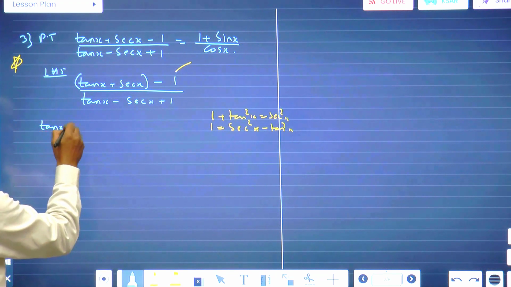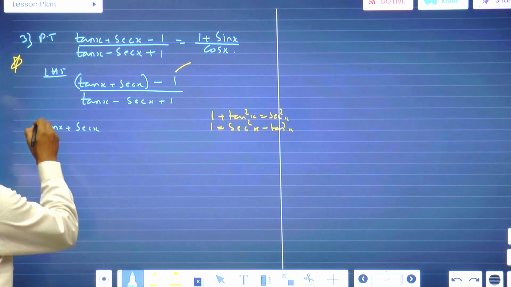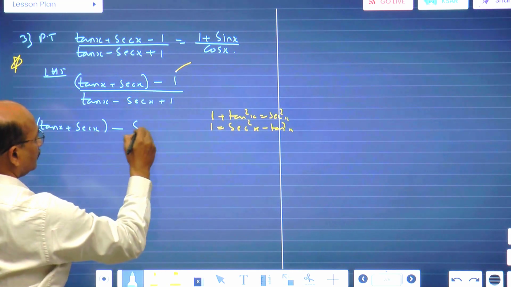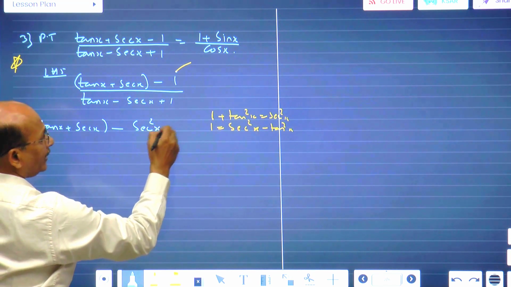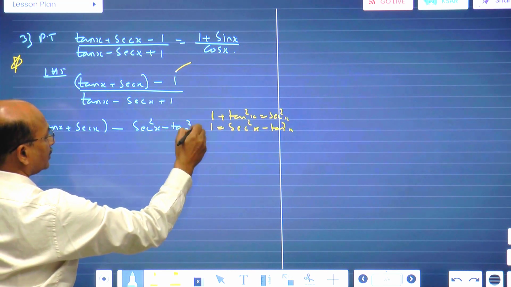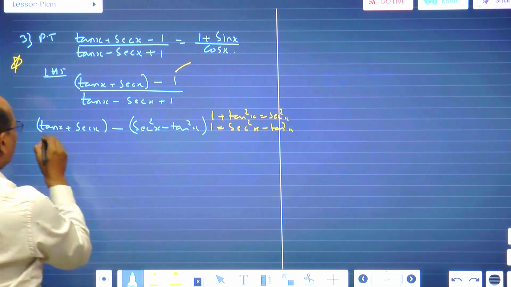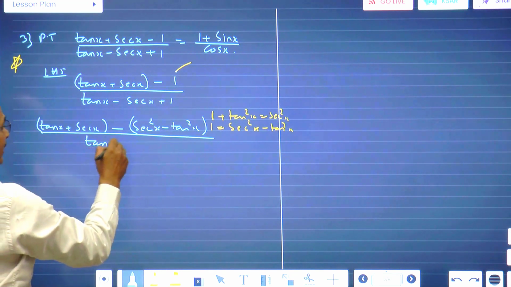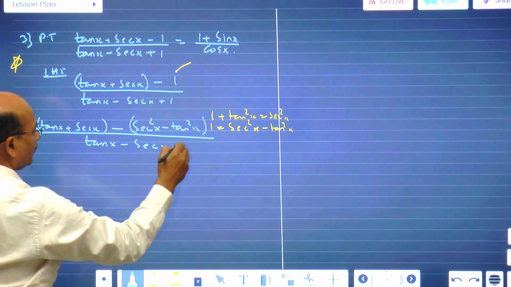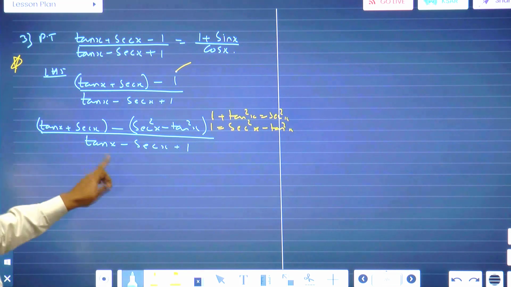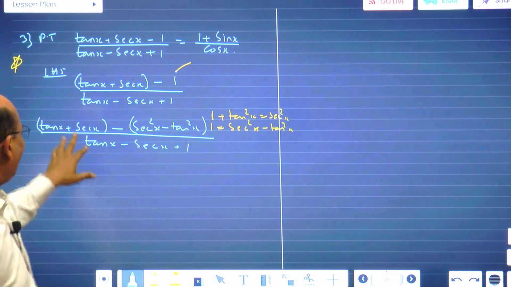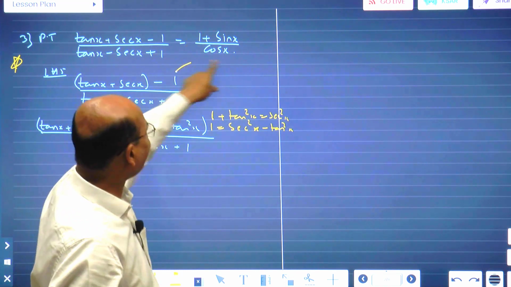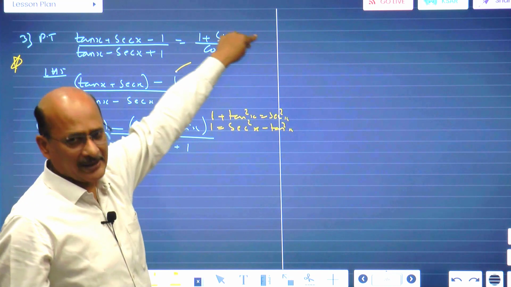It is tan x plus sec x as it is. And in place of this 1, I will write sec square x minus tan square x, upon the denominator, which will be as it is, tan x minus sec x plus 1. As I said, why did I do this, children? Because I got tan x plus sec x in the numerator, because if you see the right hand side, it is tan x plus sec x only.